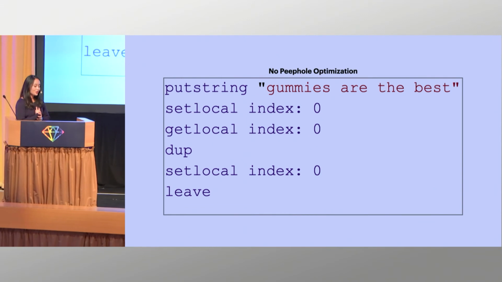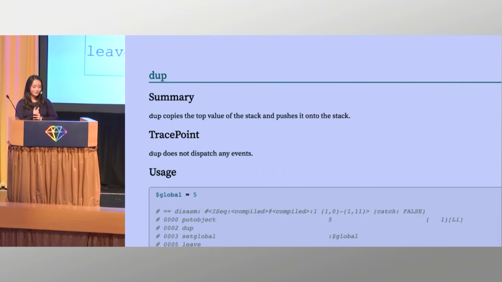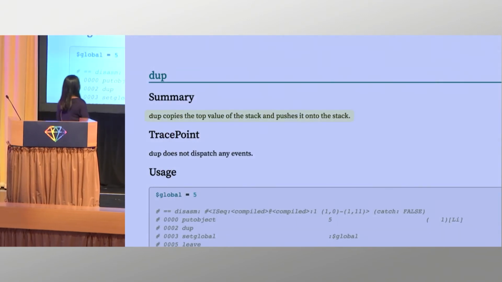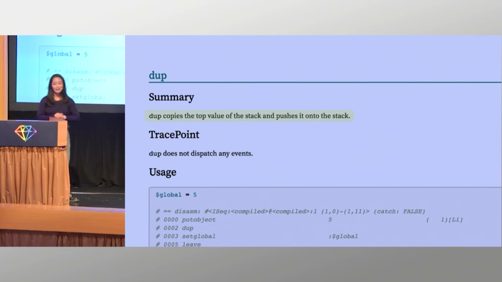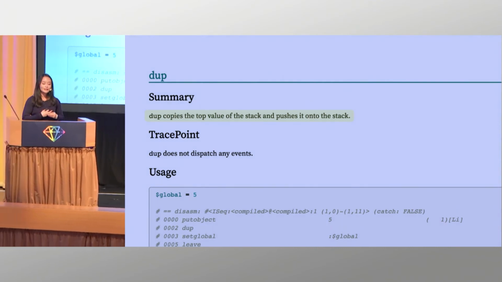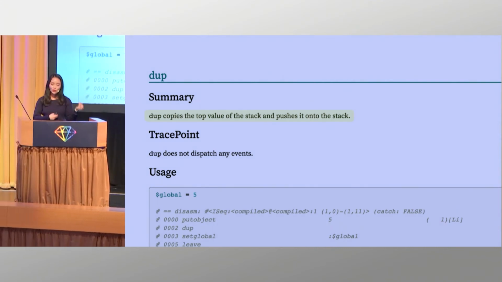Similarly, it fetches the value of the local variable from a frame. And the third new instruction here is dupe. Dupe copies the top value of the stack and pushes it onto the stack. But in this case, the dupe instruction just duplicates the pointer reference of the top object on the stack. It doesn't actually make a copy of that object.